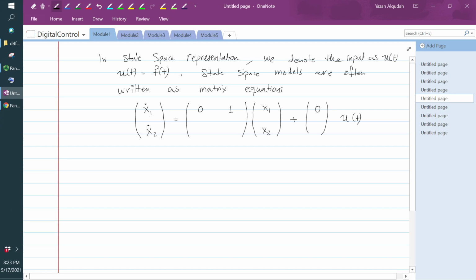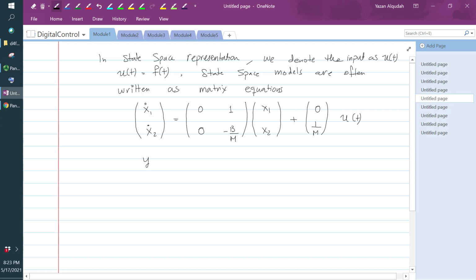Now x2 dot is equal to negative b over m multiplied by x2, and it does not depend on x1, so therefore I can write 0 here multiplied by x1 and negative b divided by m multiplied by x2, and then I have dependence on the input, F of t, it multiplies it by 1 over m. So 1 over m multiplied by u of t.